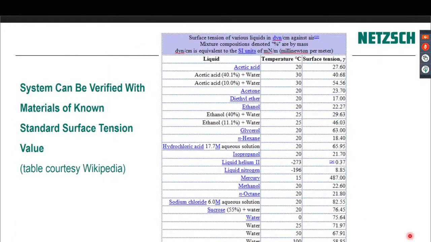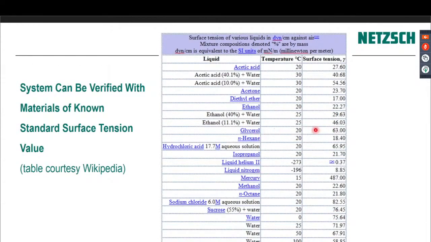So this is taken from Wikipedia. This is a list of common surface tensions. And so what we would use is the Du Noüy ring, and we'd maybe run water initially and see, am I getting about 75 or 76 dynes per centimeter? That's the common unit for surface tension.